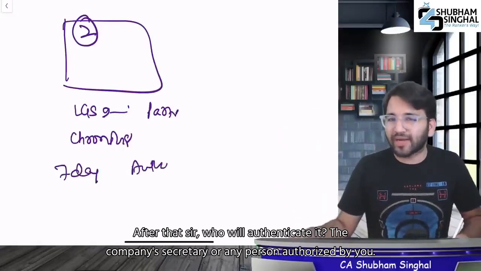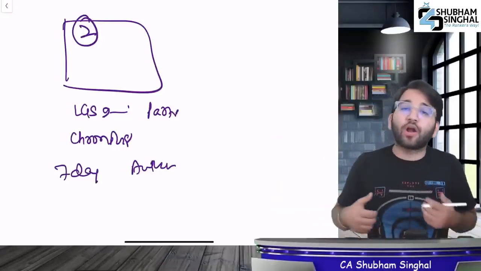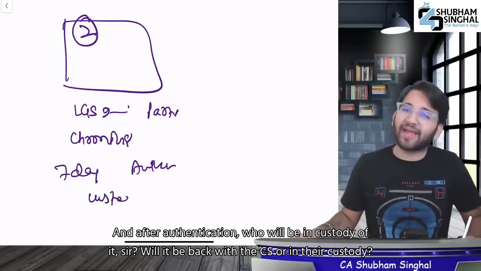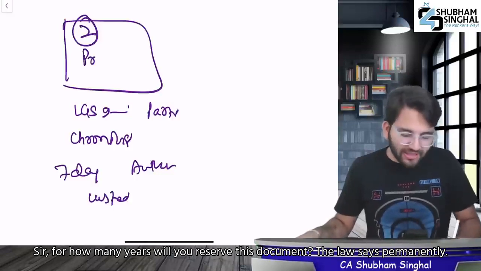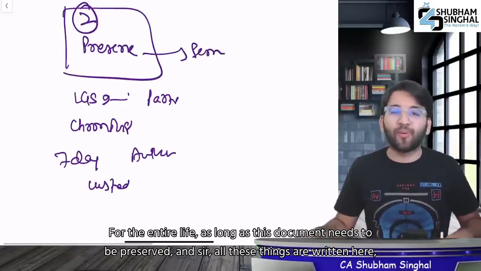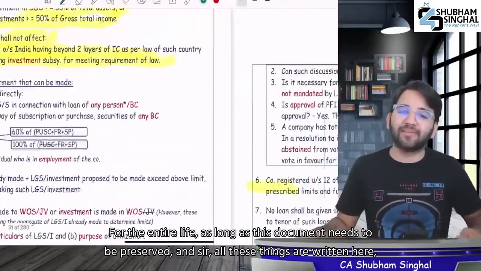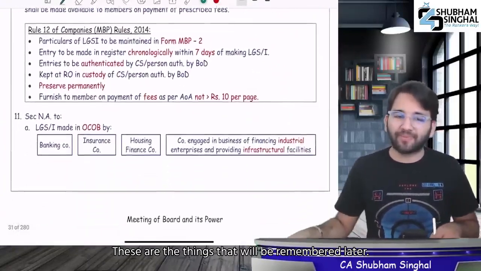Moreover, after that, who will authenticate it? The company secretary or any person authorized by you. Okay? After authentication, who will be in custody of it? Will it be back with the CS or in their custody? Tell me. For how many years will you preserve this document? The law says permanently. For the entire life, as long as this document needs to be preserved. This is all written here. These are the things that will be remembered.